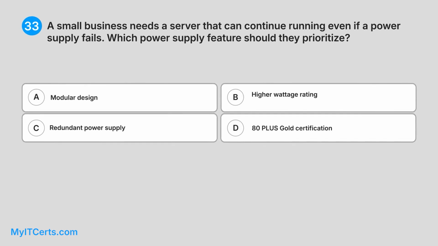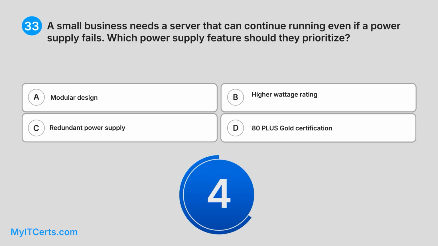33. A small business needs a server that can continue running even if a power supply fails. Which power supply feature should they prioritize? A. Modular design. B. Higher wattage rating. C. Redundant power supply. D. 80 Plus Gold certification. Do you know the answer?